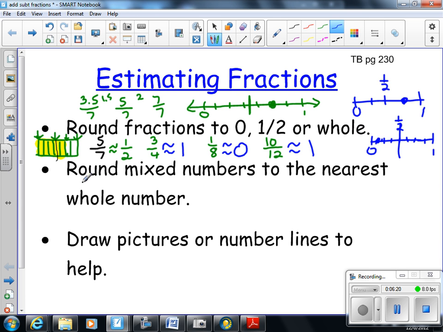Now, the second step here, it says round mixed numbers to the nearest whole number. What is a mixed number? Okay, 4 and 3/10 would be a good example. All right, so let's write that one down, 4 and 3/10.